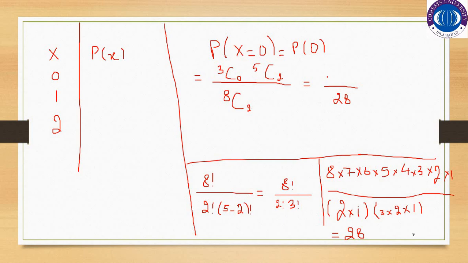Similarly, 3C0 is 1. You can sort it out the same way, into 5C2, which is 10. So the probability that 0 defective computers are coming in the purchase of 2 computers is 10 divided by 28. This is 10 by 28.